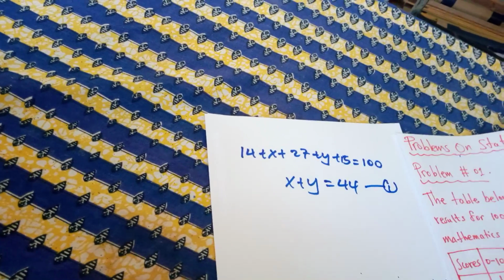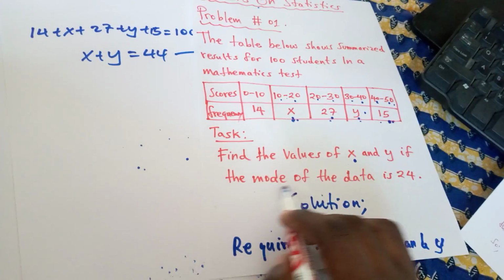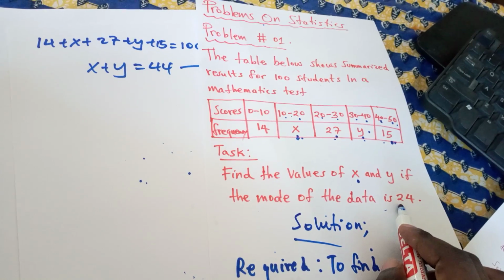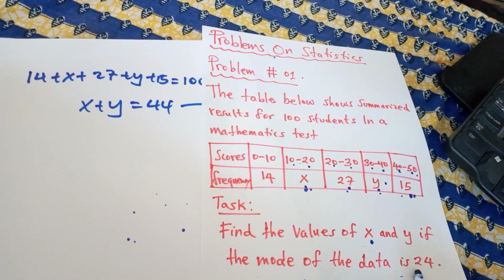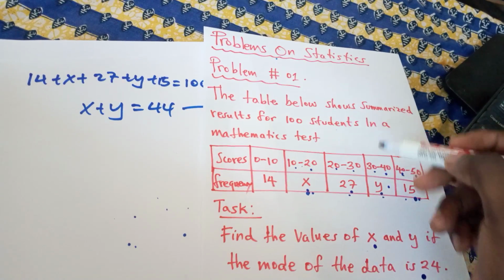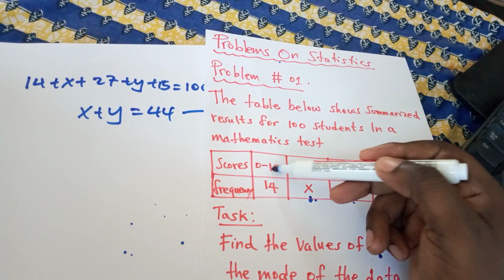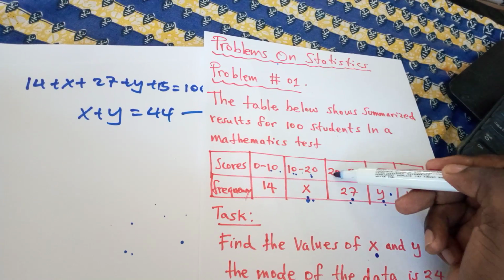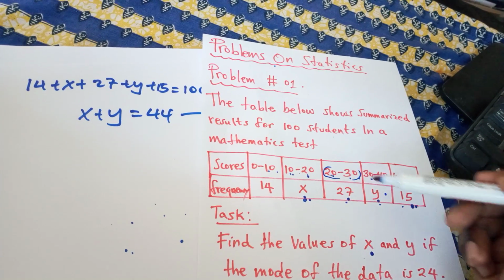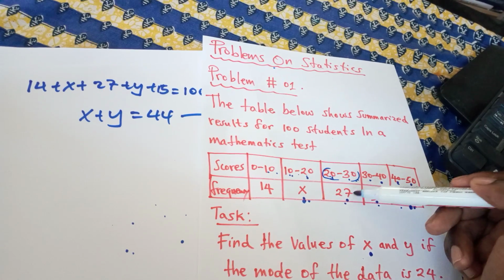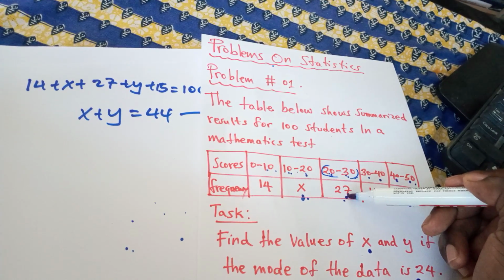Also, from our problem, we have been given the mode of the data, which is 24. So what does it mean? It means when you look at the class intervals from 0 to 10, 10 to 20, 20 to 30, the mode 24 is found in this class. This is the modal class, and 27 is the frequency within the modal class, so-called the modal frequency.